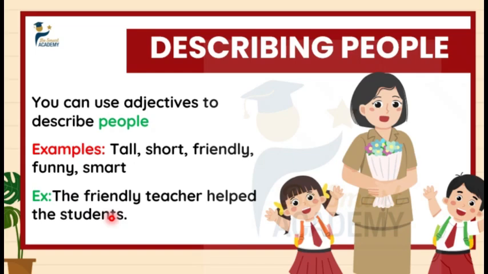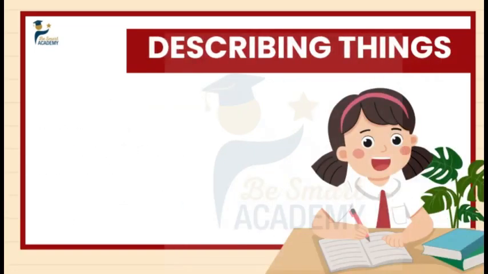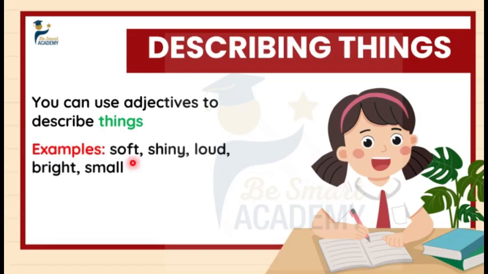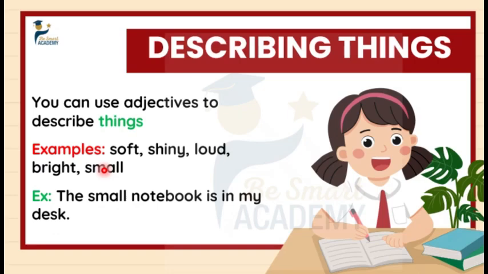Now you might say, oh teacher, there's the word students in here. That's a noun. I say, okay, that's right. But do we have an adjective that is modifying or describing this word? No. So the only adjective that we have here is friendly. Yes. Also, adjectives can describe things. For example, we can use words like soft, shiny, loud, bright, small, and also many more. Let's use one of these in a sentence. I'm going to use the word small. I can say, the small notebook is on my desk.